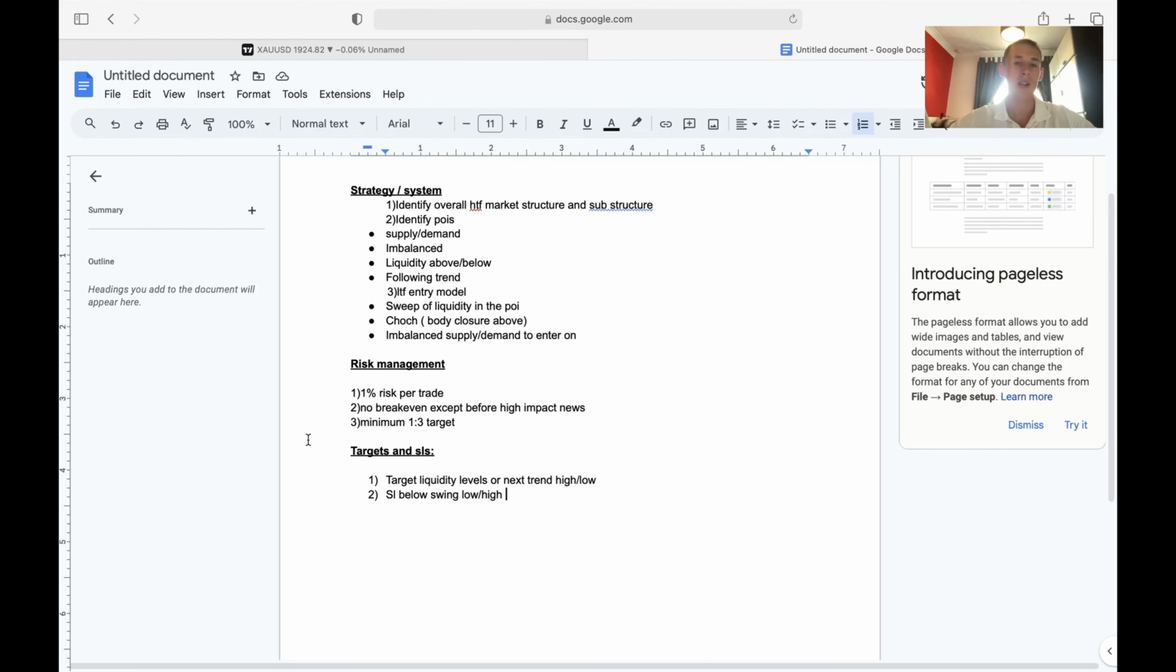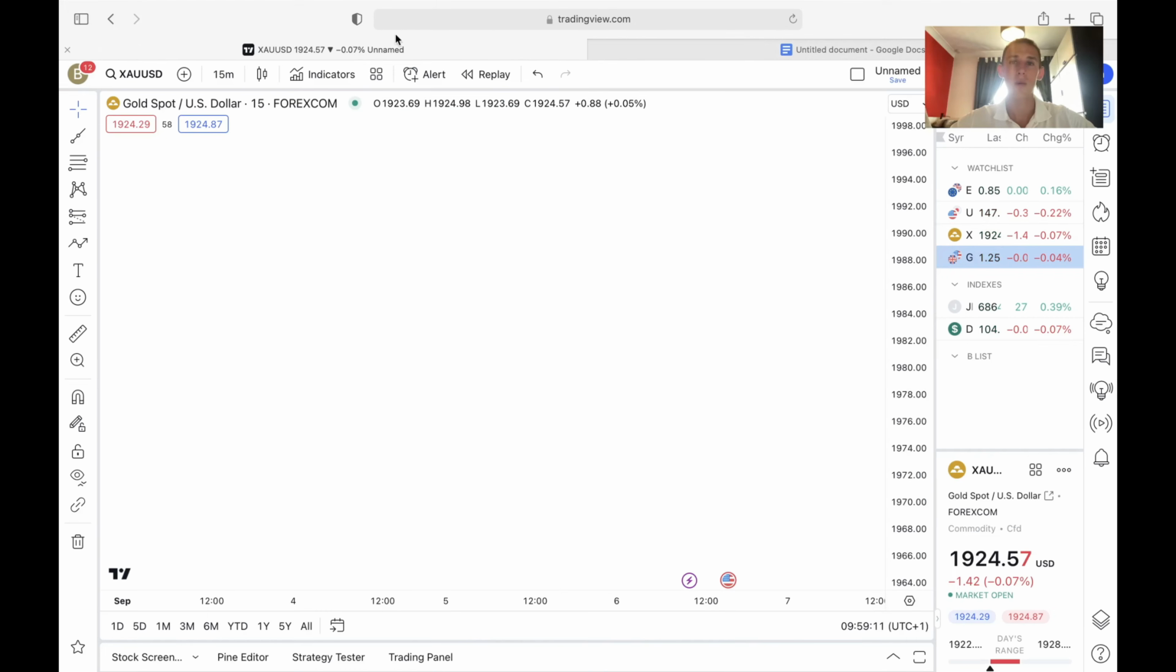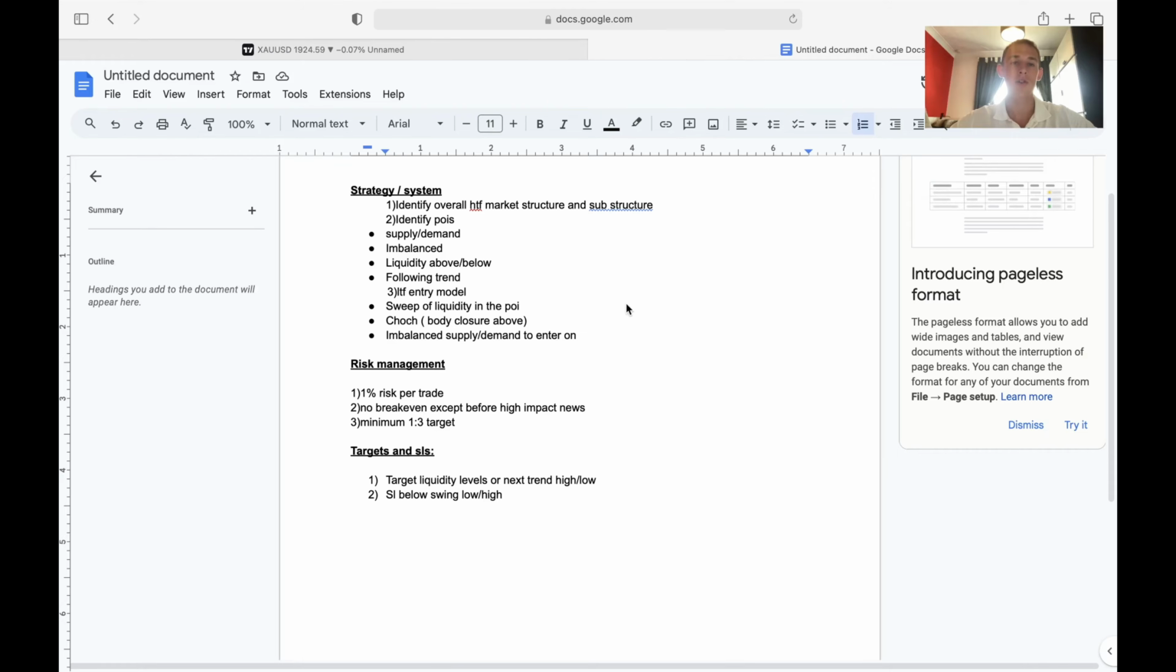As for the targets and stop losses, we're targeting areas of liquidity or the next trend high / low within the current higher time frame trend, or any areas where we think price may reverse from. So these can be supply / demand areas where you may see price react from. Basically we're targeting highly reactive areas where we expect price to possibly reverse on us. And the stop loss will just be below the swing high / the swing low, which I will show you guys in a moment. So that is it for the trading plan.